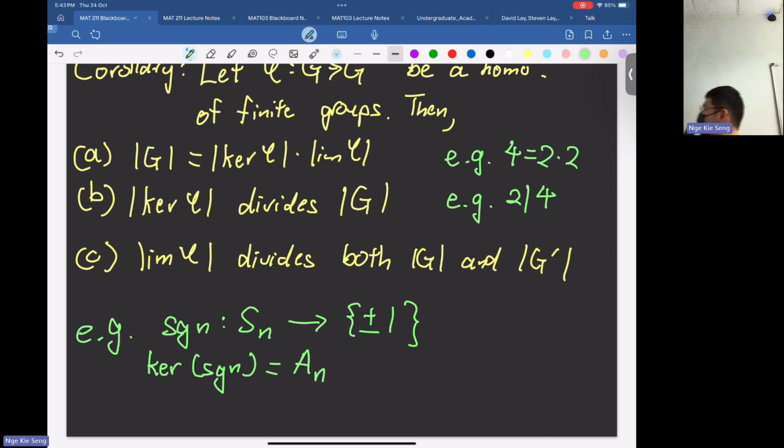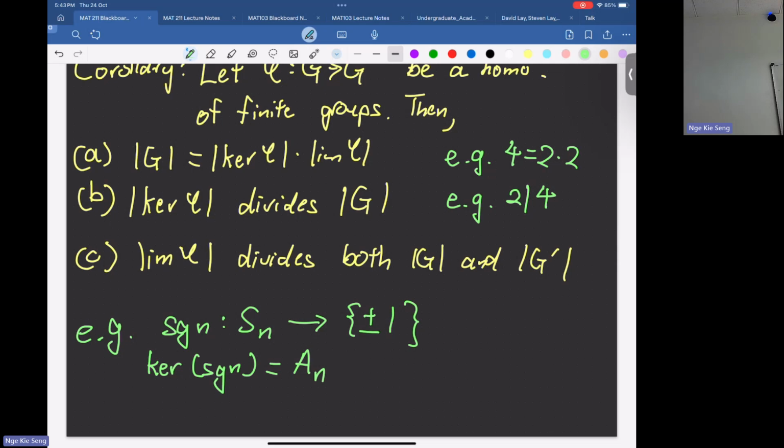So let's say I ask you a question. I know how big Sn is already. How big is Sn? This is your high school problem, right? How to permute n elements. You have n placeholders and want to put n objects. How many ways? n times n minus 1 times n minus 2 times n minus 3, and so on. So this is n factorial.